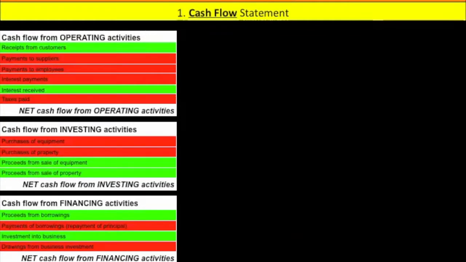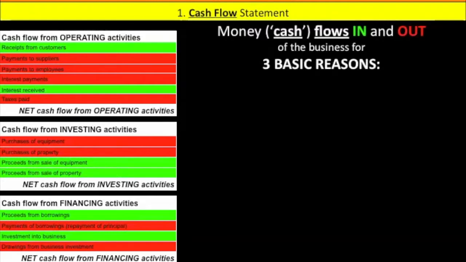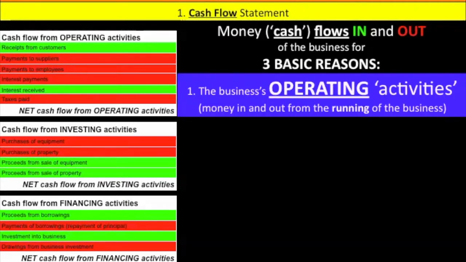This is what the left-hand side, the headings and subheadings, look like of a cash flow statement. Really, the way that it works is that money or cash, because we're not talking about literal cash here, usually we're talking about money in banks and things, flows in and out for three basic reasons. Even though you're not going to have all these colors or have it separated like this, if you do get a question about it, it's going to be a black and white, boring looking thing. This is actually what it means.